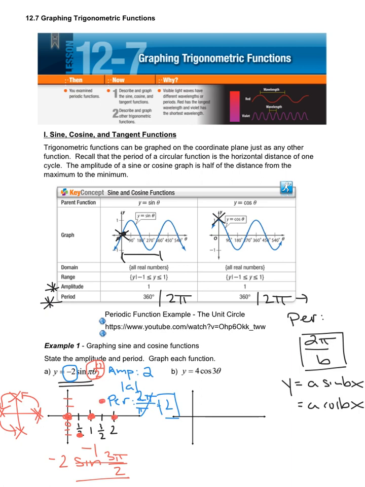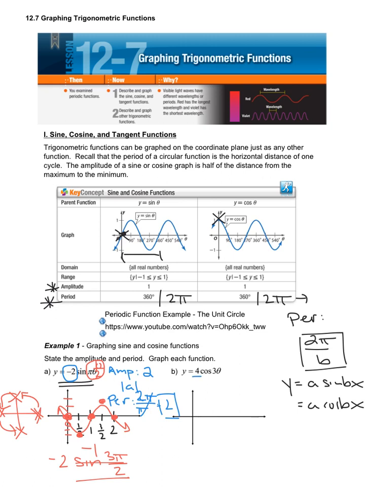And then, of course, we finish our pattern back at 0. So that is your sine wave. We can do the exact same thing with cosine. There's just one little catch in terms of its difference.